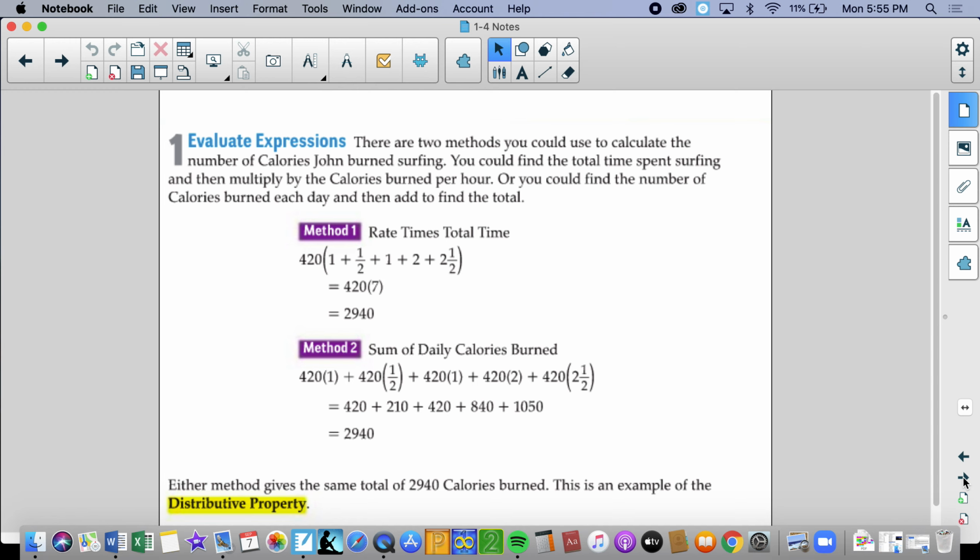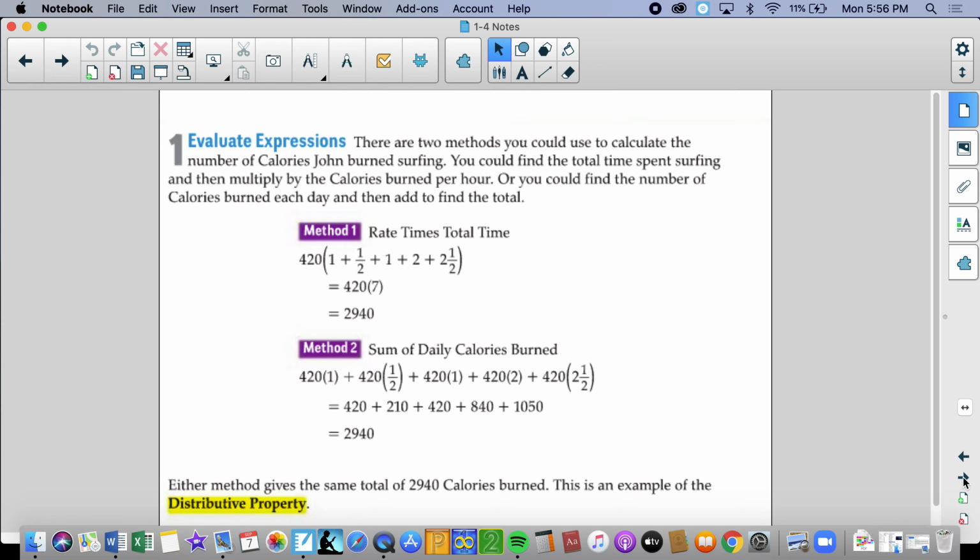So when we evaluate the expressions, there are two methods you could use to calculate the number of calories John burned surfing. You could find the total time spent surfing and then multiply by the calories burned per hour, or you could find the number of calories burned each day and then add to find the total. So rate times total time.